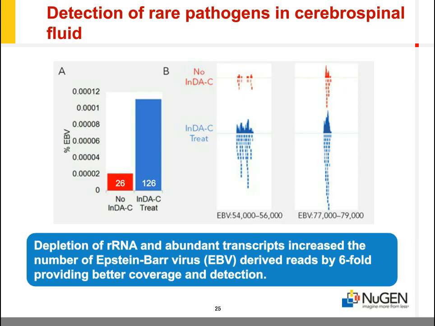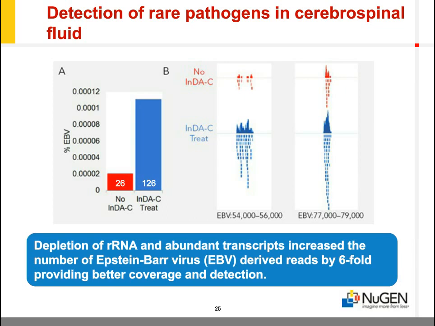We used previous RNA-seq data to identify highly abundant transcripts. Depletion of these transcripts, along with ribosomal RNA and mitochondrial RNA, increased the number of Epstein-Barr virus transcripts detected by approximately 6-fold, providing better coverage and detection of the pathogen.